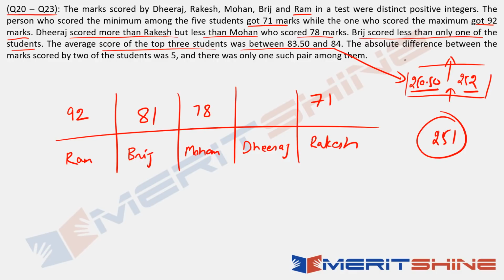And what else is left? The absolute difference between the marks scored by 2 of the 5 students was 5, and there was only one such pair. So there was just one pair whose difference was 5. Look here. Can it be somebody with Ram? No, not possible. With Brij? Yes, possible. So if you put Dheeraj at 76, then 76 minus 71 would always be 5. So this is 5. Is it possible? No. So it means Dheeraj is not 76. So the difference has to come from Mohan. 78 minus 5 is 73. And that is the unique possibility. This is it.